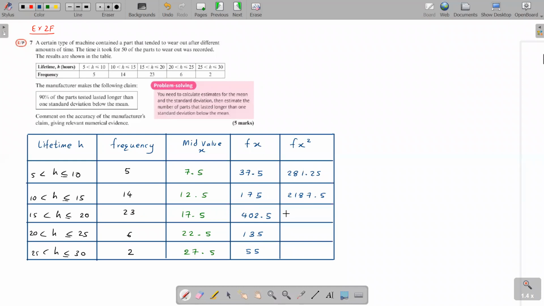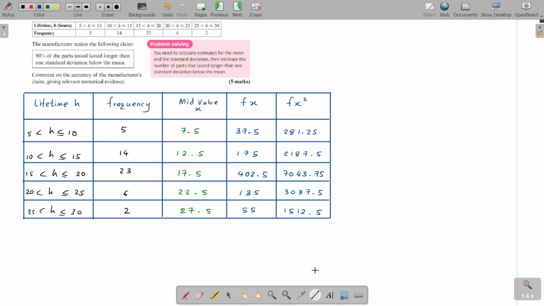So that answer is 7043.75. Next one, 6 multiplied with 22.5 square is 3037.5. Next one, 2 multiplied with 27.5 square is 1512.5. Okay, right. So now to finish this off, we need the total of the frequency column, the total of the fx column and the total of the fx square column. So I need the total of all those columns.